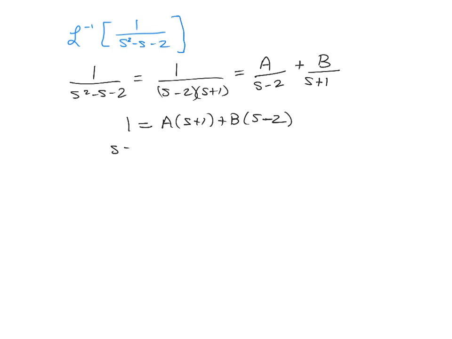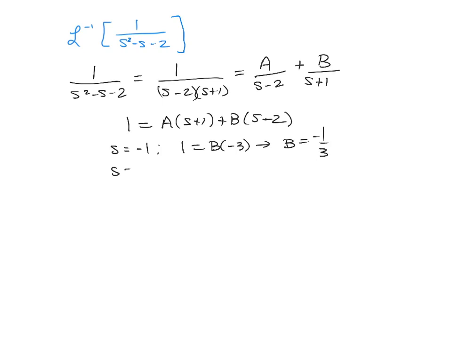So for the first one, if you pick s equals -1, you get 1 on the left side, and you get B times -3 on the right-hand side. And that's going to make B equal to -1/3.